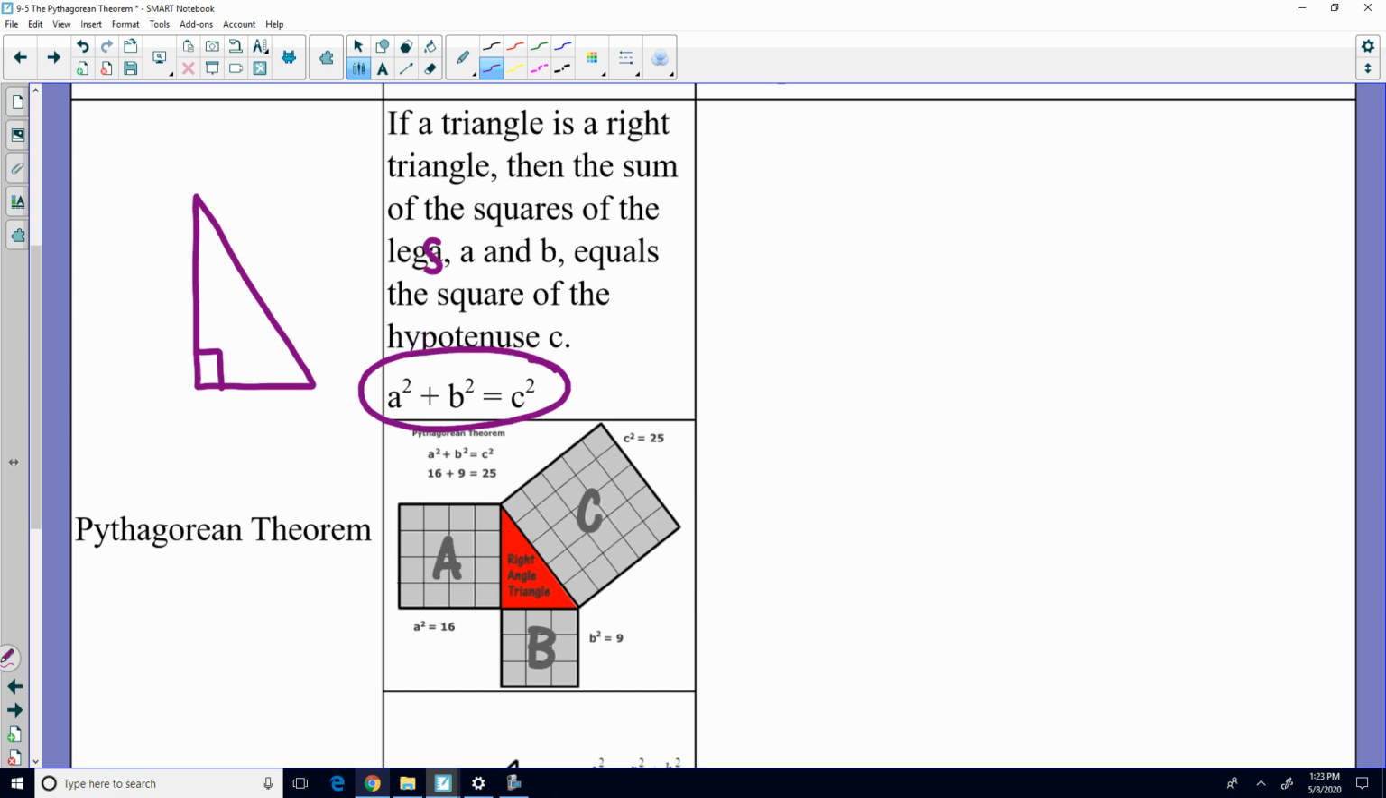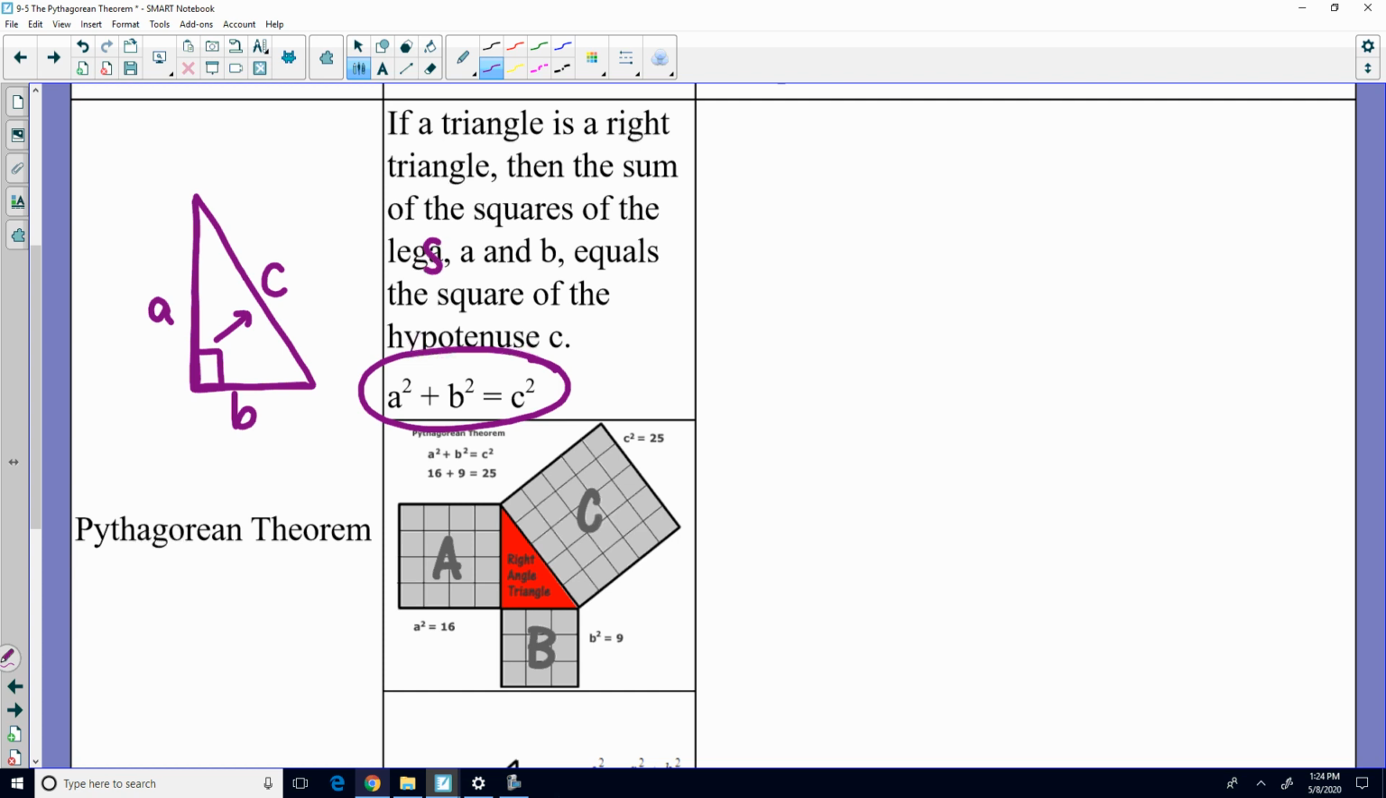The legs are always A and B. Now it doesn't matter which one's A and which one's B, but they are always the two attached to the right angle. The hypotenuse is the longest side, and it's always the one across from the right angle, not either one of the legs. The triangle might be spun around, and you have to know which ones are A, B, and C. Again, A and B don't really matter which one you choose to be A and which to be B, but C does matter. It's the hypotenuse, the longest side of the triangle, and it's across from the right angle.